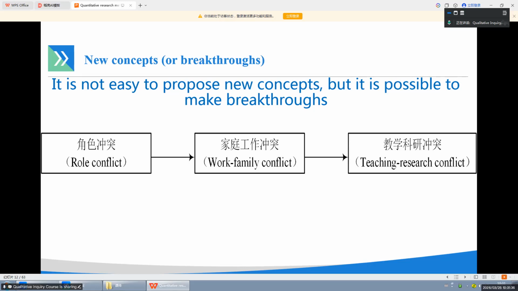Yeah, have you heard of this phrase? What is that? Publish or perish. Have you heard of that? Yeah, this is worldwide, for university teachers, for scientific researchers. Publish or perish. So this is what? This is pressure.